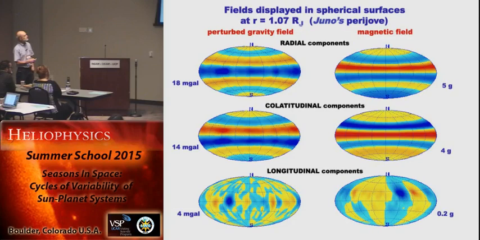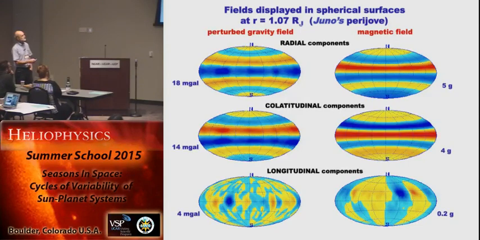This is the radial component of the gravitational perturbation. Blue means it's negative, meaning it's pointed downwards. There's a stronger gravitational acceleration downwards relative to the average. And this is the colatitude component, in latitude. So this is banded. The longitudinal component, east-west, has very little banded structure.